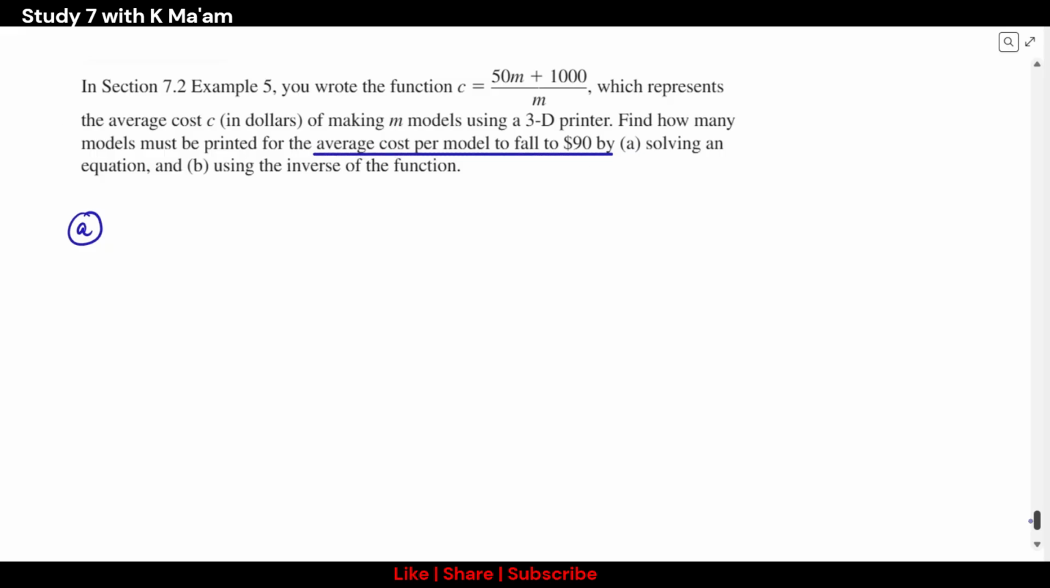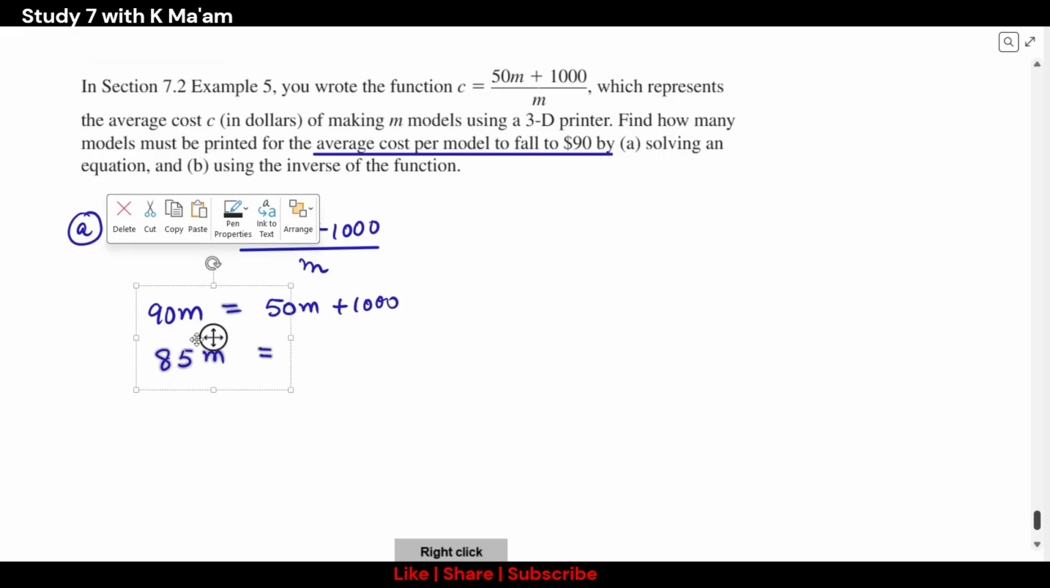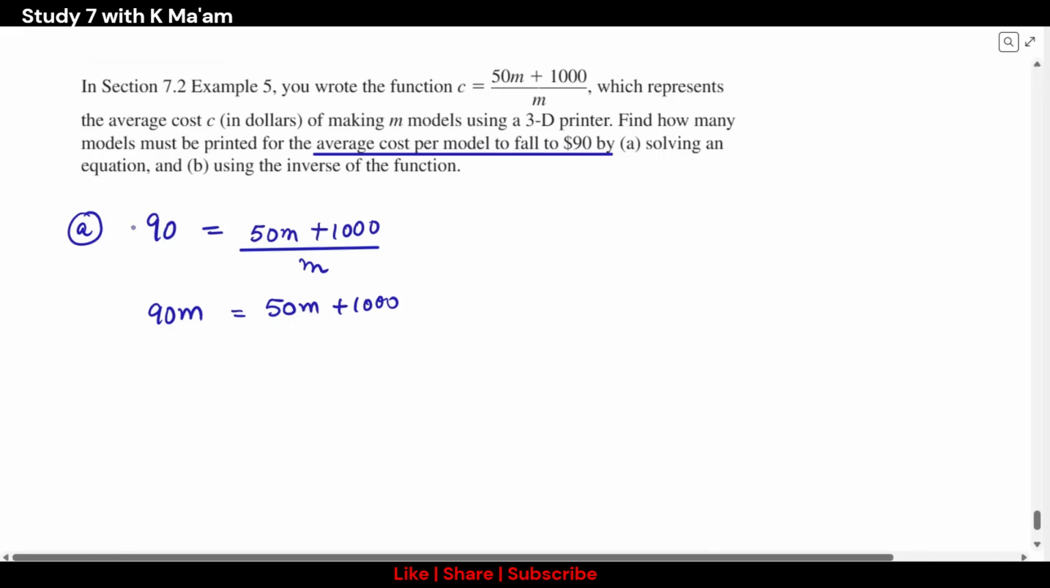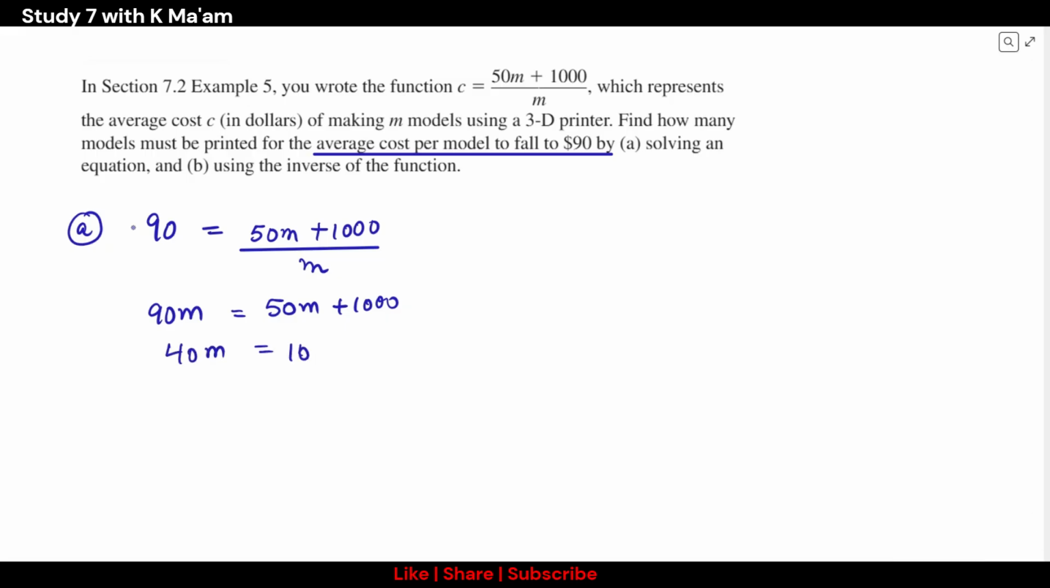So that means C is 90 now. 90 equals 50m plus 1000 over m. 90m equals 50m plus 1000. 90m minus 50m, so 40m equals 1000. m equals 25. We got the m value 25.